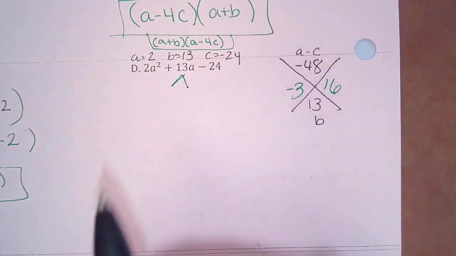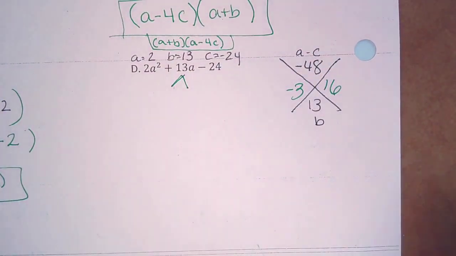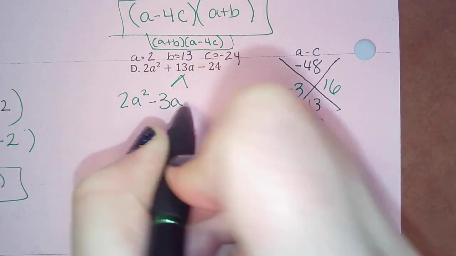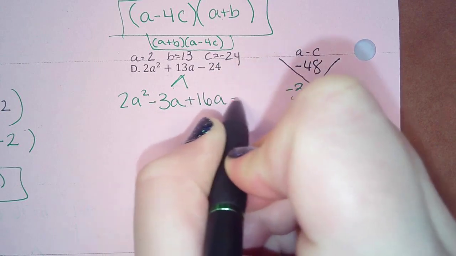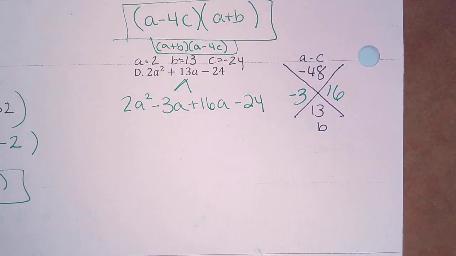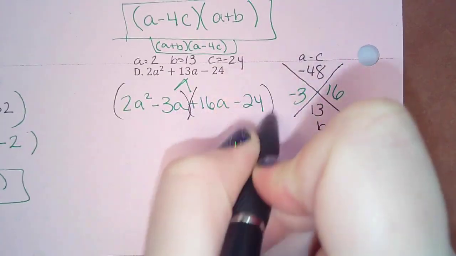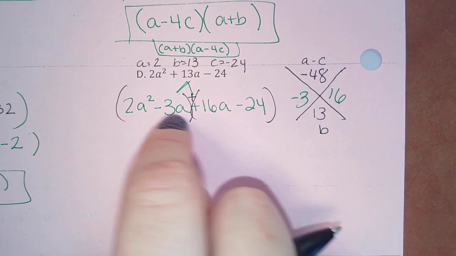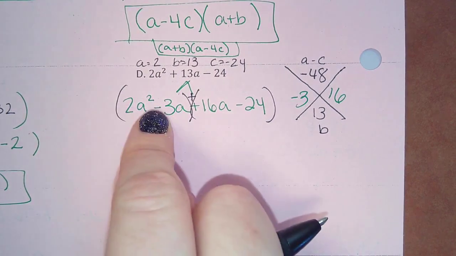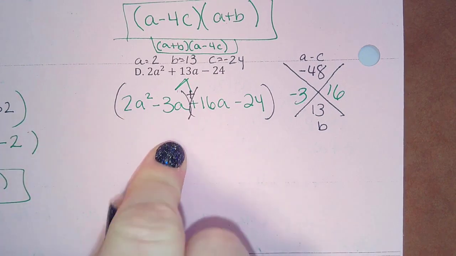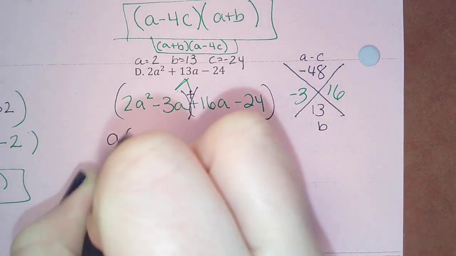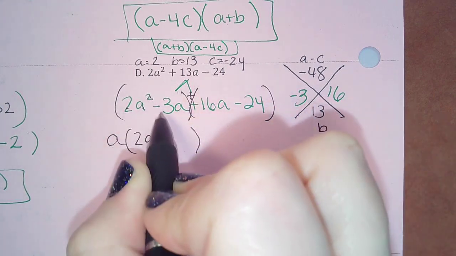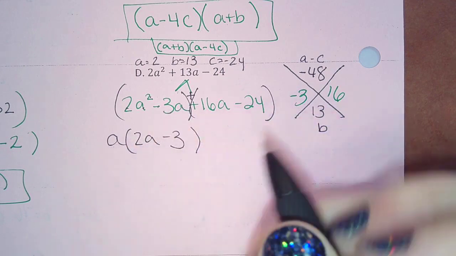Split my b term. So I have 2a squared minus 3a plus 16a minus 24. First two together, last two together, plus sign between them. 2a squared minus 3a. Well, I cannot divide by any whole number because it's 2 and 3. Largest number that those are divisible by is 1, but I can divide out an a. 2a squared divided by a is 2a. Negative 3a divided by a is negative 3.